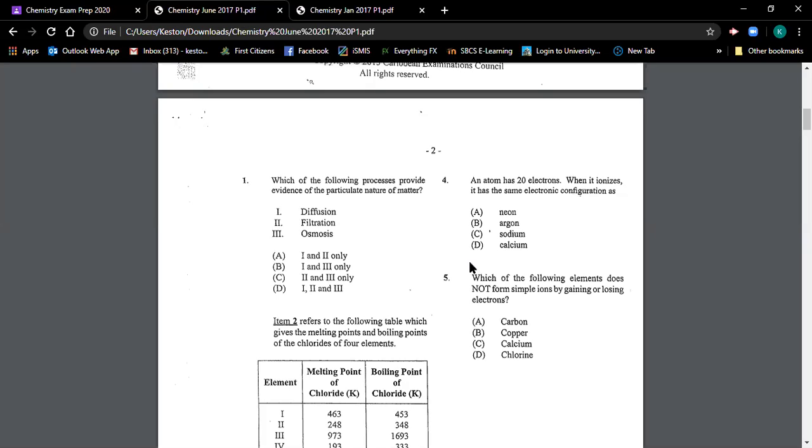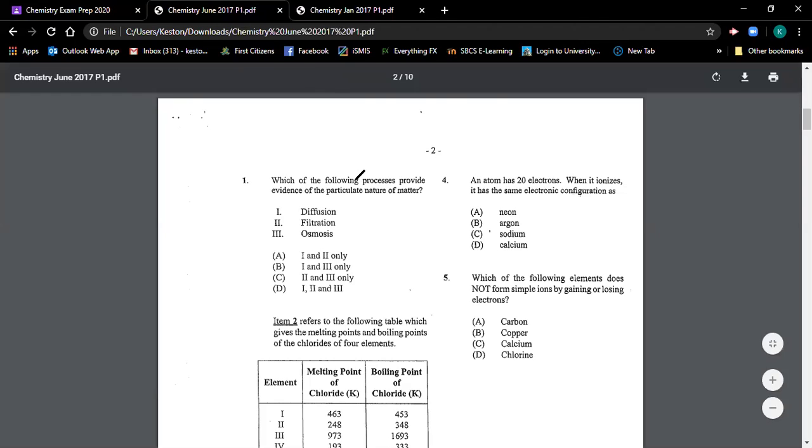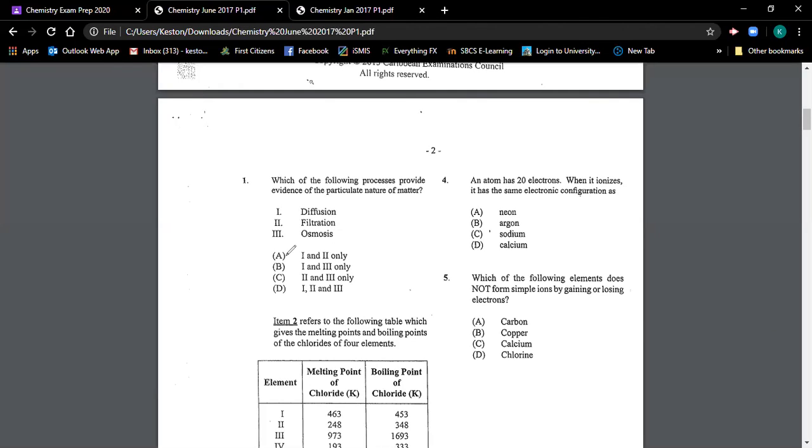Number one: which of the following processes provide evidence of the particulate nature of matter? You can post your answers to the chat board and I'll respond after you post there.